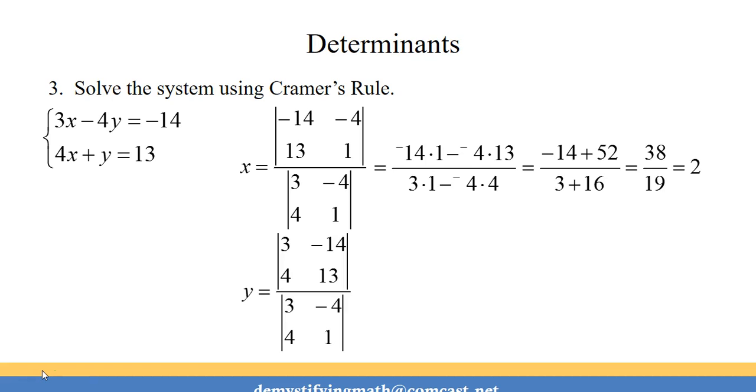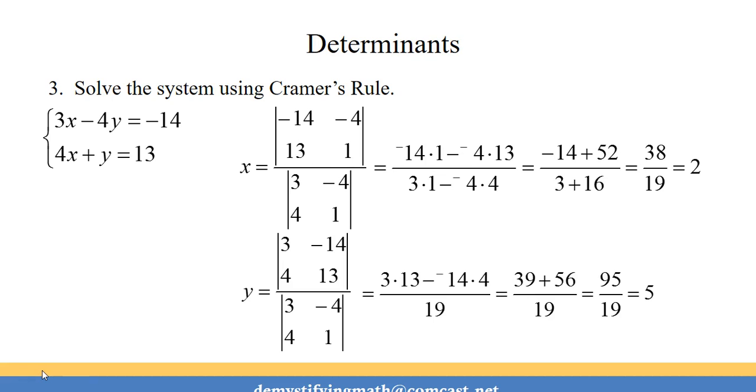Now for y, you're keeping the x coefficients and replacing the y coefficients with the constants. So you still have your 3, 4, which are coefficients of x, and then instead of the y coefficients in the second column, you have the constants, negative 14 and 13. And the denominator is the same, which we already figured out to be 19, so we just had to rework the numerator, and we end up with 5. So our solution set would be 2, 5, 2 for x and 5 for y.